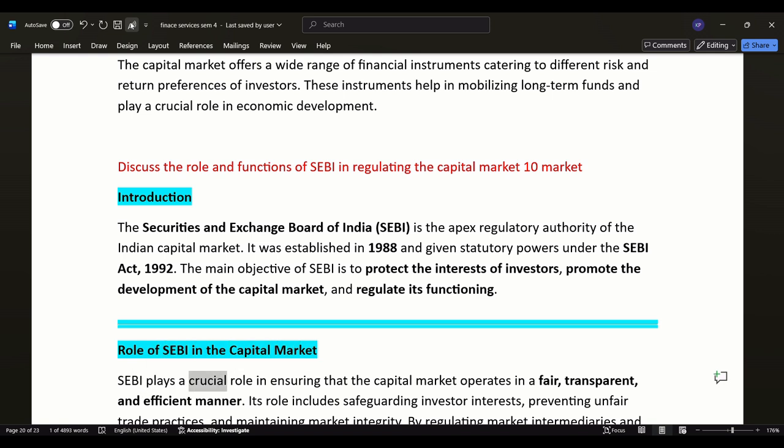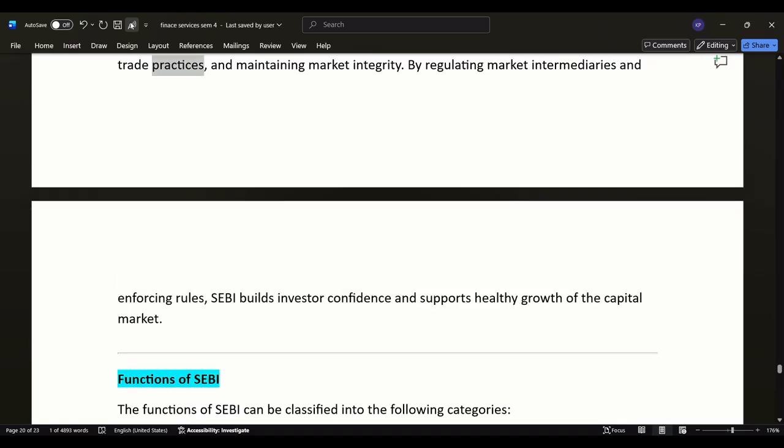Role of SEBI in the capital market. SEBI plays a crucial role in ensuring that the capital market operates in a fair, transparent, and efficient manner. Its role includes safeguarding investor interests, preventing unfair trade practices, and maintaining market integrity. By regulating market intermediaries and enforcing rules, SEBI builds investor confidence and supports healthy growth of the capital market. Functions of SEBI. The functions of SEBI can be classified into the following categories.